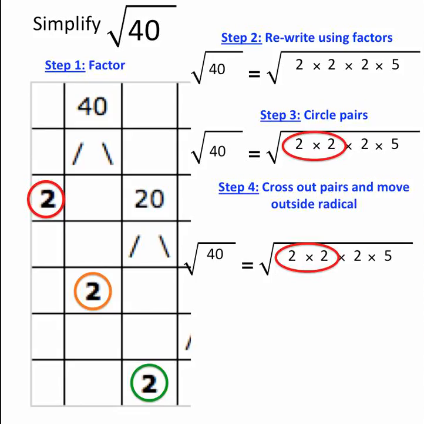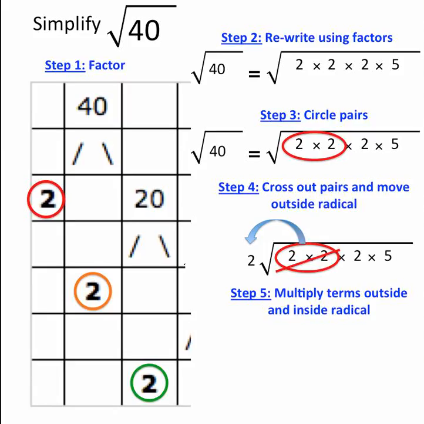My next step is to cross out the pairs and move one outside the radical. So if I cross out my pair of 2's, I then move a 2 outside the radical. My final step is to multiply the terms both outside the radical and inside the radical. But if I look outside the radical, I simply have a 2. So I don't need to multiply anything outside the radical, only inside the radical.